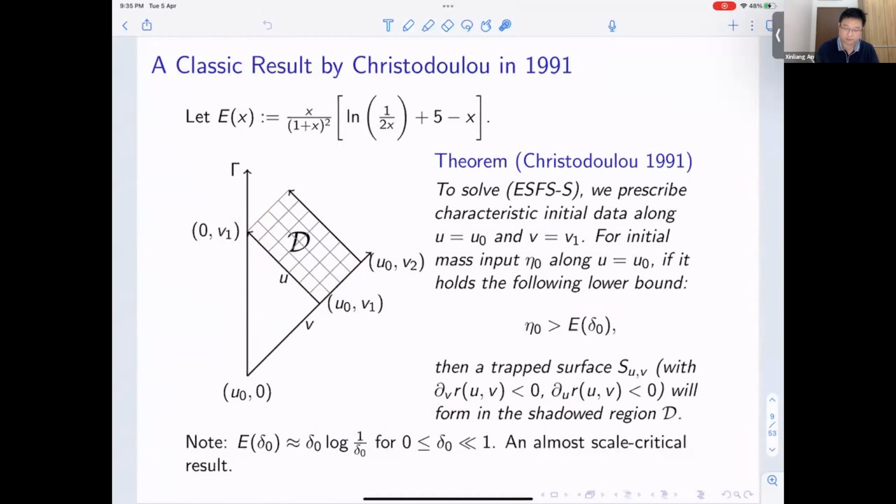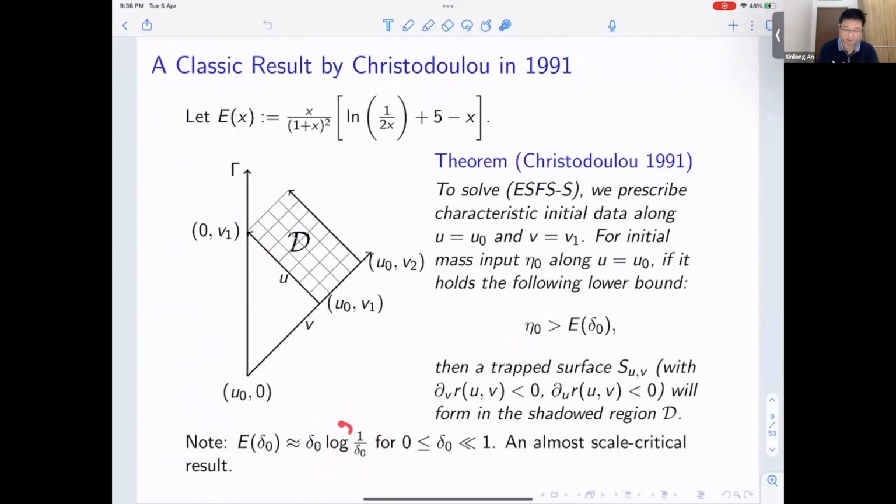When delta_0 is quite small, the leading term for this function would be delta_0 log(1/delta_0), that is, delta log 1 over delta. So the comparison here is: if eta_0 is larger than delta_0 log(1/delta_0), then a trapped surface is formed, because both of these are dimensionless quantities.